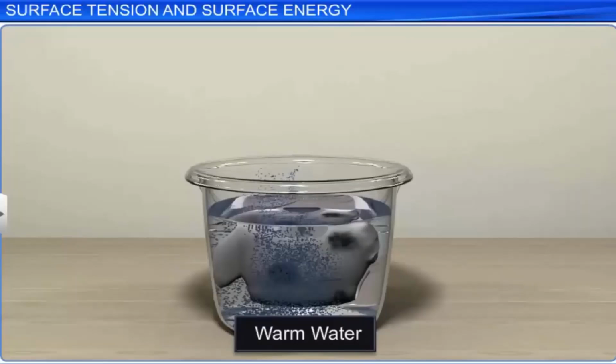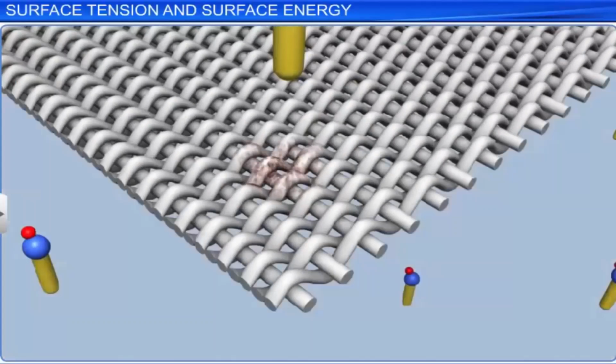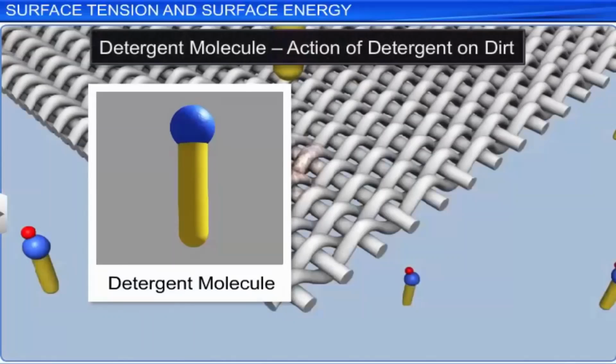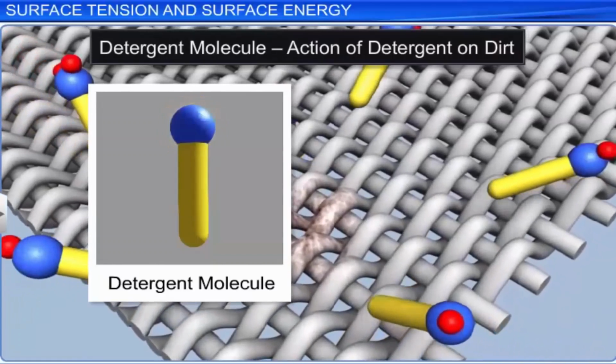Dirt in clothes includes grease and oily stains. Water does not wet greasy dirt, as the angle of contact of the oil-water pairing is obtuse. Adding detergent to the water solves this problem. The molecules of detergent are hairpin shaped. One end attracts water molecules and the other attracts grease molecules, forming oil-water interfaces.